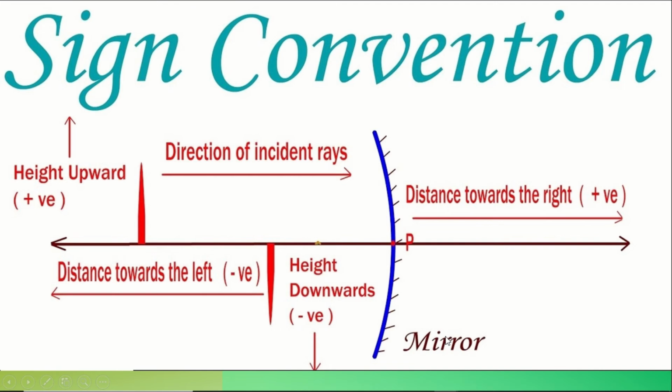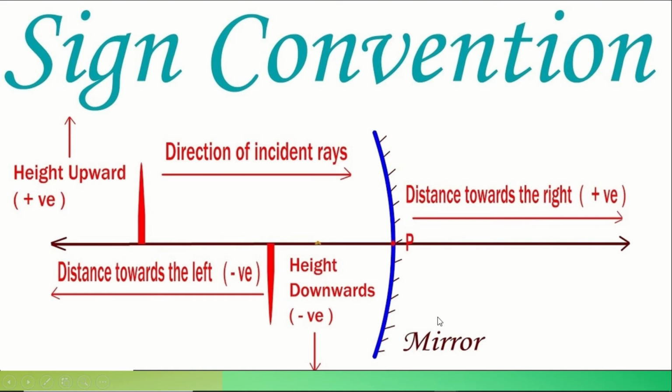Next, the fourth point is, distance measured perpendicular to and above the principal axis along the positive y-axis is taken as positive. So this is the positive y-axis and the downward one is the negative y-axis. So the positive y-axis is always taken as positive and the negative y-axis is taken as negative.